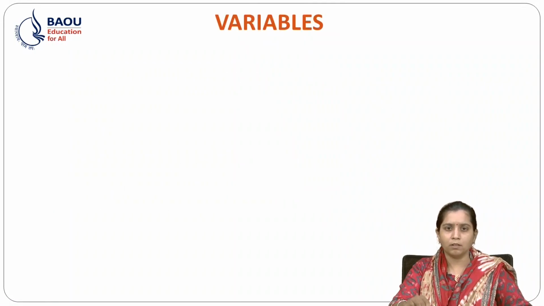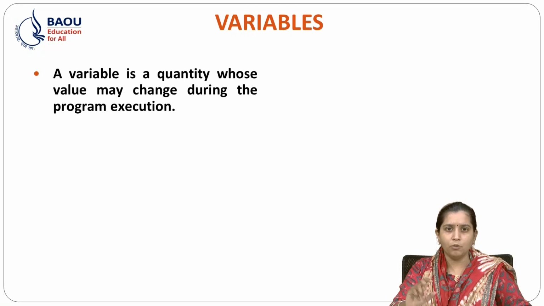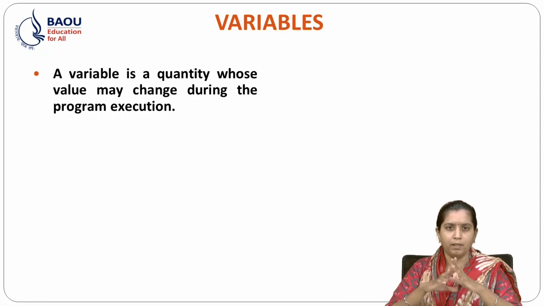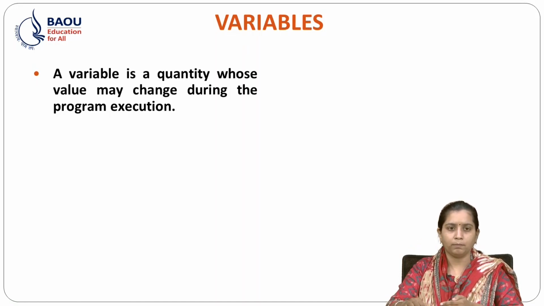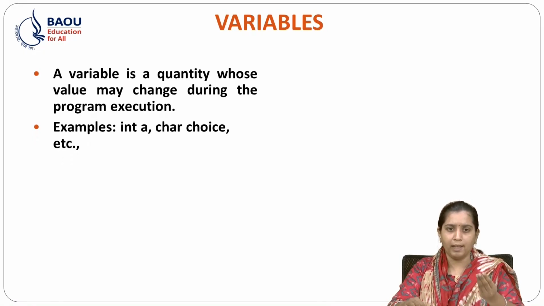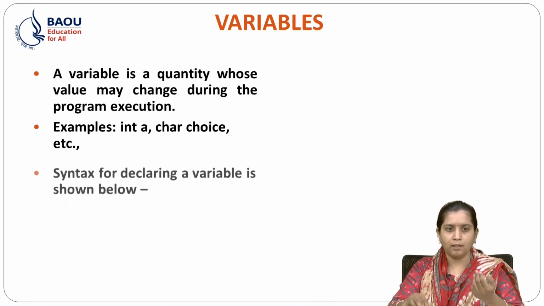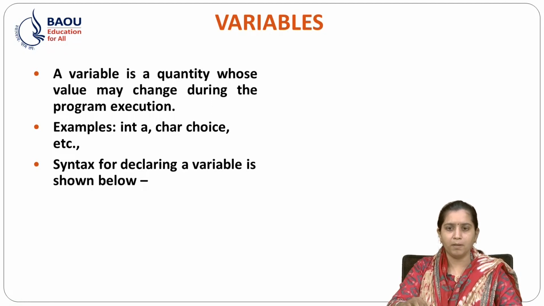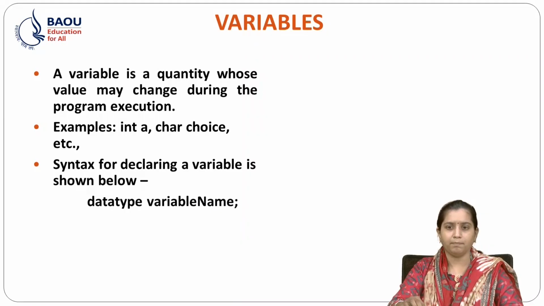Now variables. Variables are used to hold data temporarily. For example, marks, age, name. A variable is a quantity whose value may change during the program execution. Like I said, examples like int a, char choice, they are the types of variables, and the syntax of declaring a variable is first the data type of the variable and then the variable name.